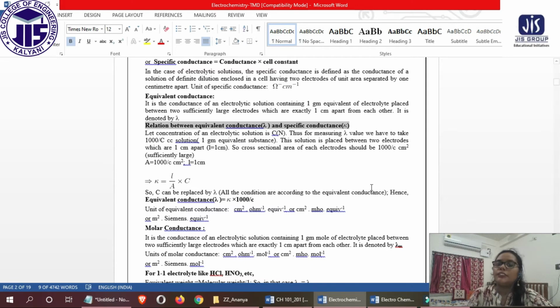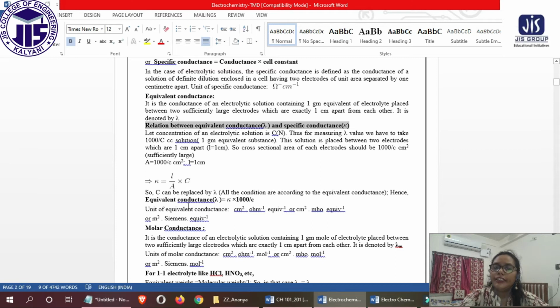Right, so the cross-sectional area of each electrode should be 1000/C cm², which is a sufficiently large cross-sectional area. So A, the cross-sectional area, equals 1000/C cm² and L equals 1 centimeter. So kappa equals, we already know, L by A into C.